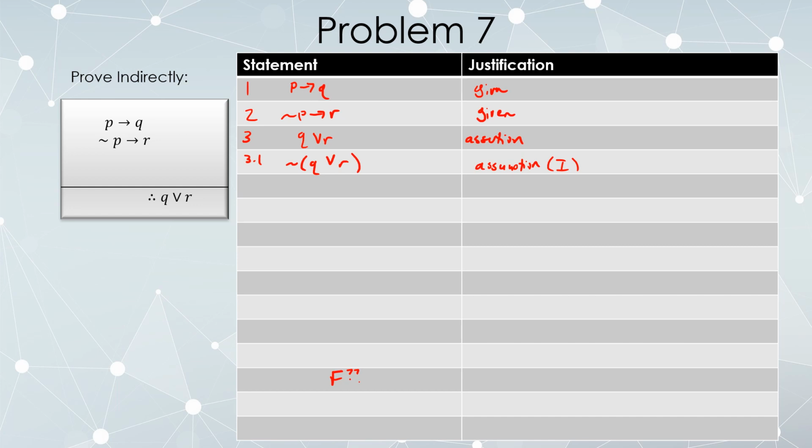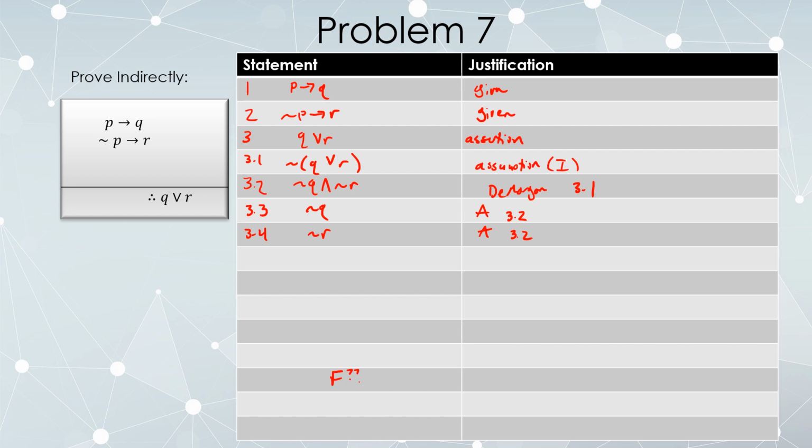But we do know some stuff, so for line 3.2, let's do a De Morgan's on what we just assumed. That's an and, so let's specialize it. Okay, we're looking for a contradiction. I don't see any contradictions yet, but we haven't used either of our givens.